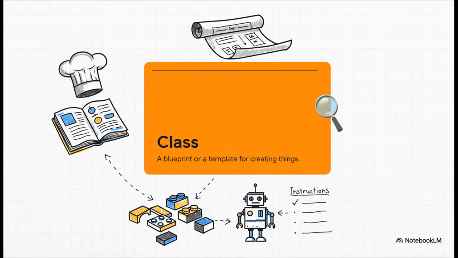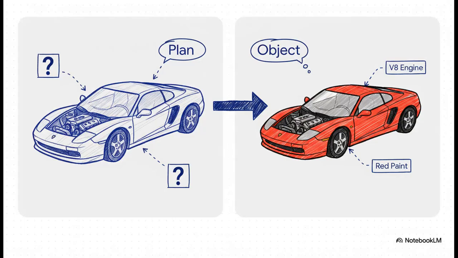A class isn't the thing itself, it's just the blueprint. Think of it like a recipe or a set of instructions. It just defines what something is supposed to be like and what it should be able to do. And this is where it really starts to click. Over on the left, you've got the class, the blueprint. It just says that any car we make has to have a color and an engine. It doesn't say which color or what kind of engine.